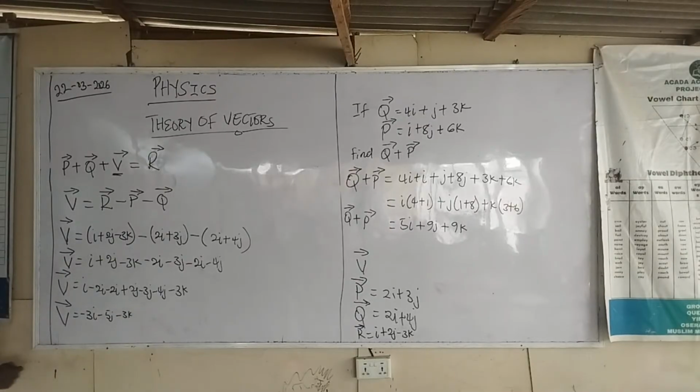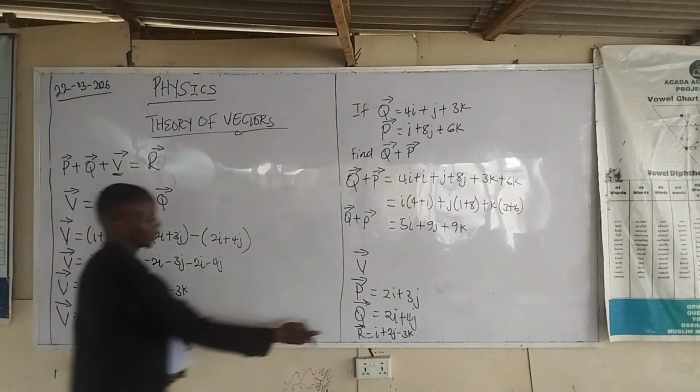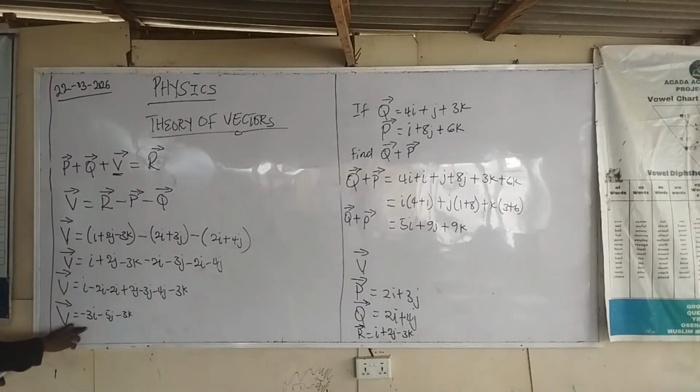So the vector we are looking for that will add up to give us this resultant vector is minus 3i minus 5j minus 3k. As simple as that. Is there any question?